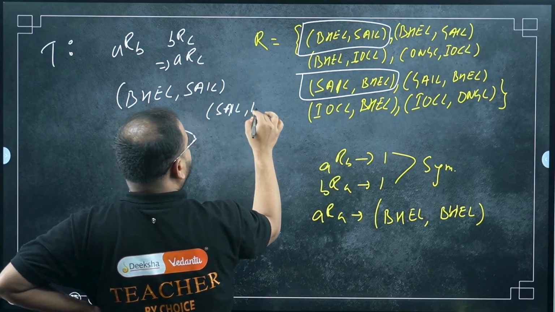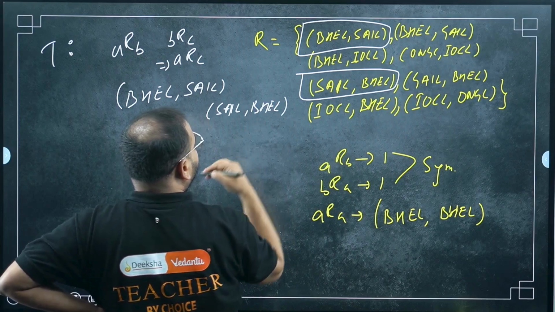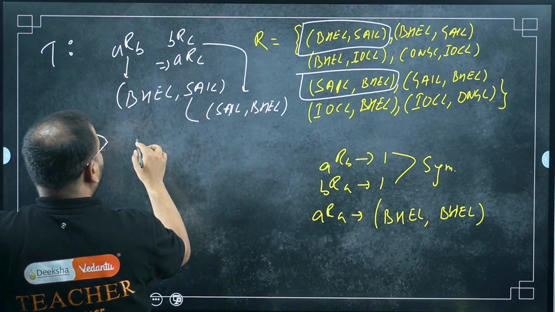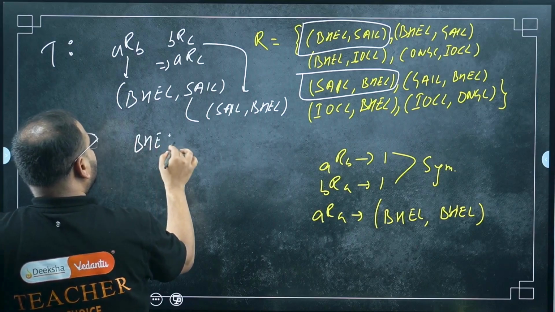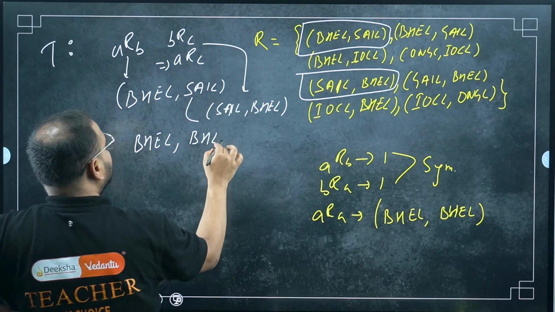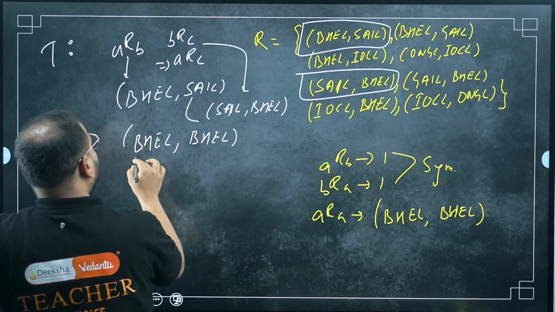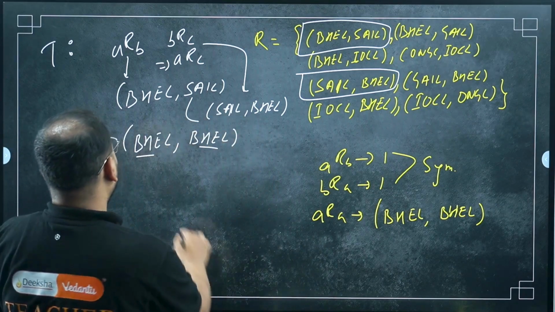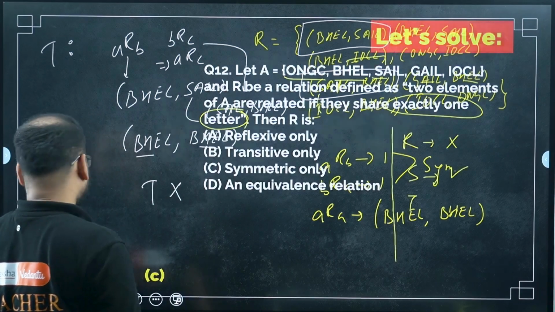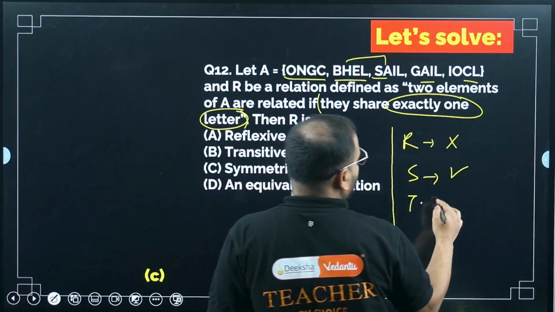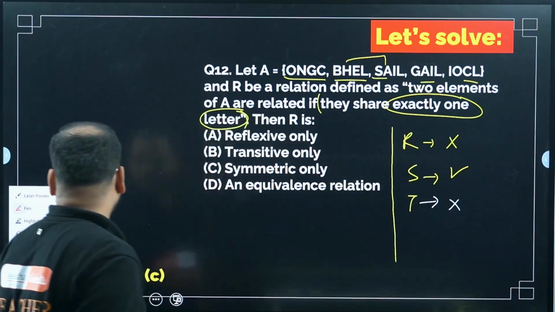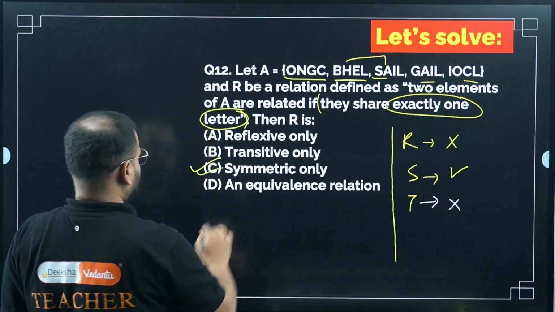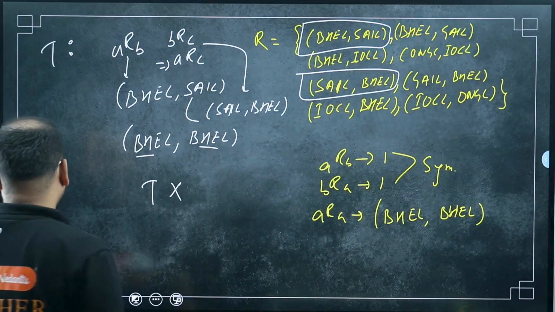Sail, comma, bale, right? This is my ARB. This is my BRC. Then if you combine this, what will you get? You will get BHEL, comma, BHEL, right? How many elements are common? 4 elements are common. Means again, transitive is not possible. So transitive also is not going to work. So only symmetric, option C. Option C, only symmetric. I hope you understood this.